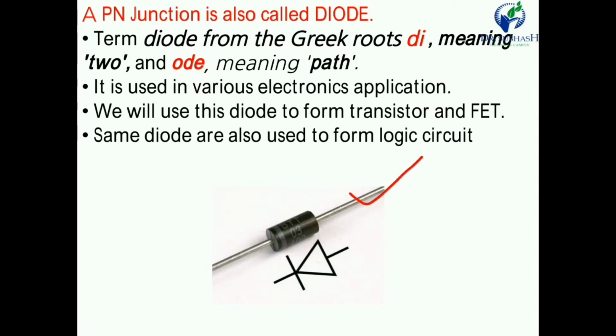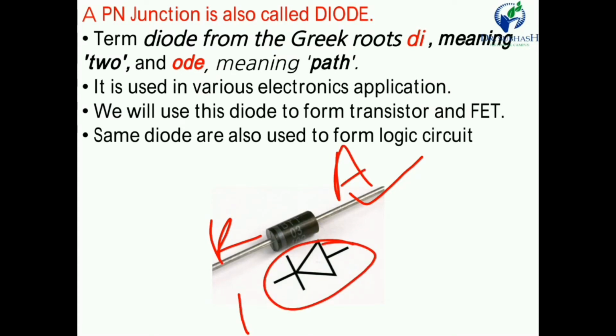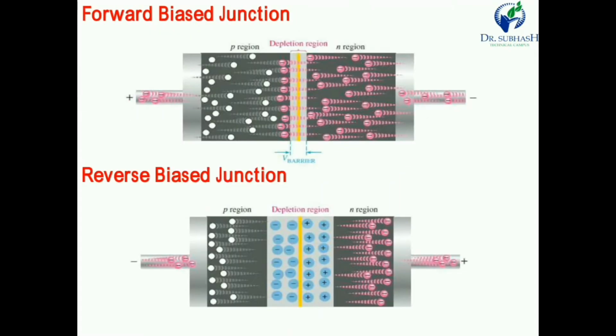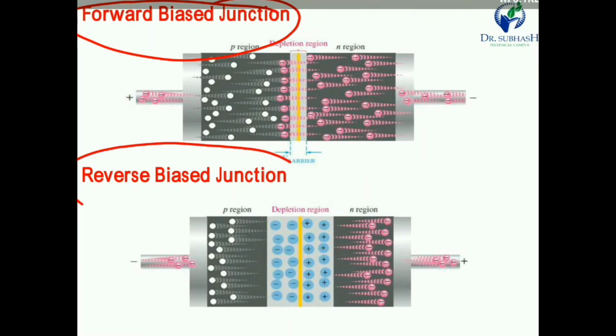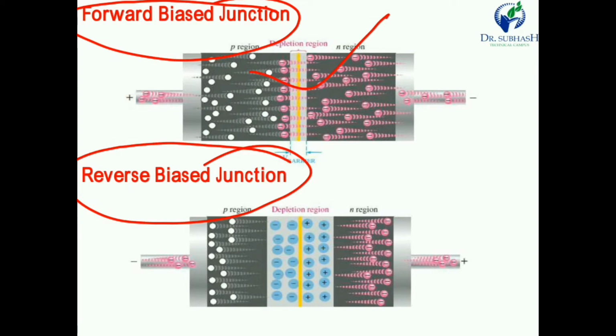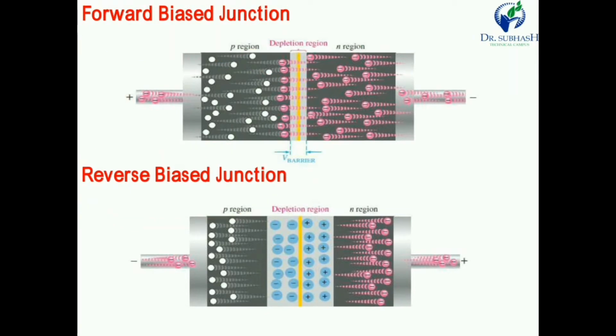This is the practical symbol of a diode. This is the cathode, this is the anode, and this is the symbol of the diode. Here the white strip indicates the cathode and this is the anode. The diode is a two-terminal device. Now a diode works in two regions. The first region is the forward bias region and the second is the reverse bias region. In forward bias it allows current to pass through it, and in reverse bias it does not allow current to pass.